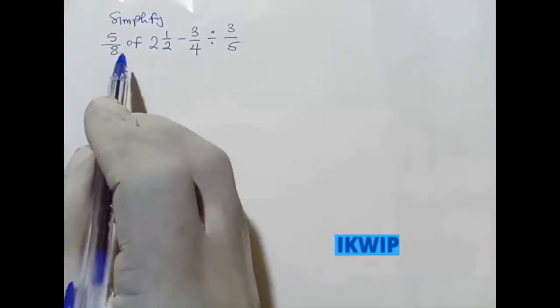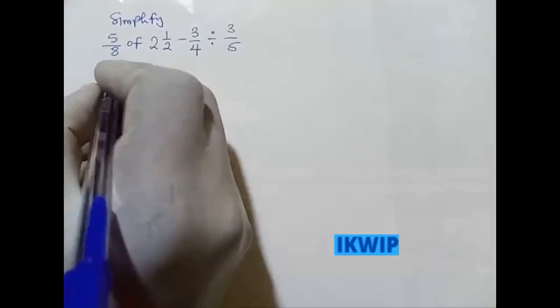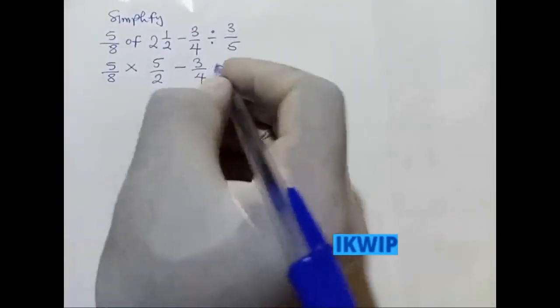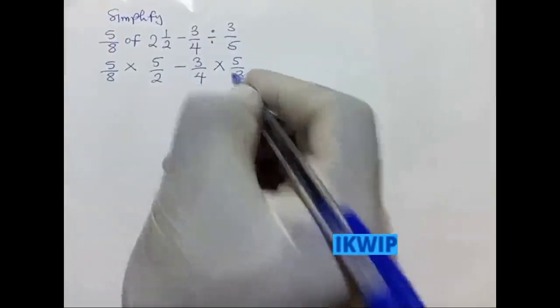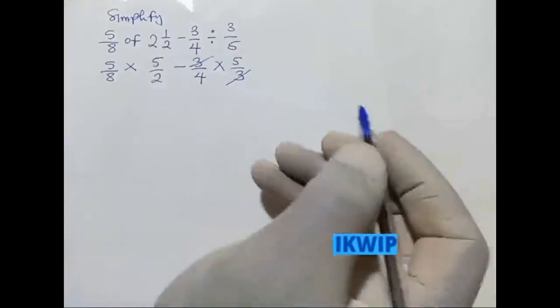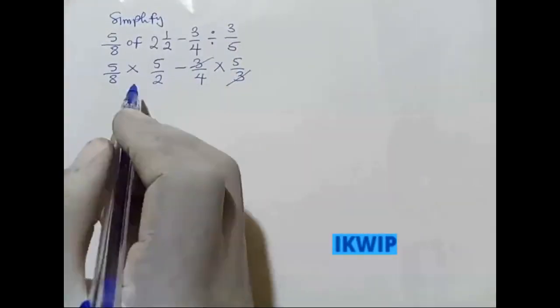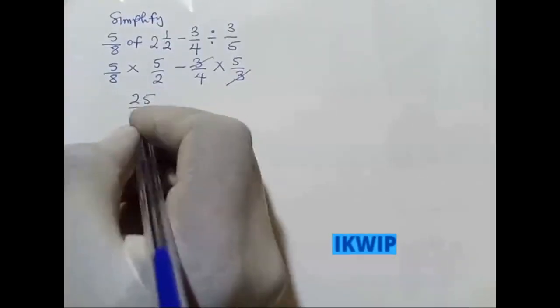Let's simplify this. I have this, so I'm going to have 5 over 8 of its multiplication. 2 times 2 plus 1, that is 5 over 2 minus 3 over 4 times this goes up, this comes down. So this cuts this here, and nothing goes here. 5 times 5 is 25 over 16.